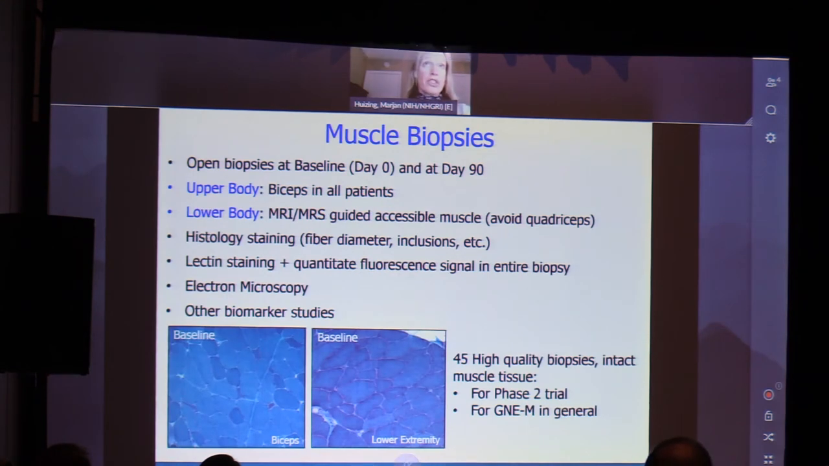A little bit about the muscle biopsies. Muscle biopsies were performed at baseline and at day 90. All patients got a biopsy.